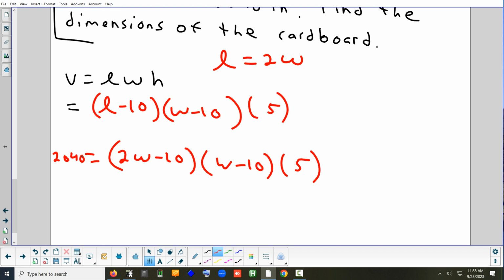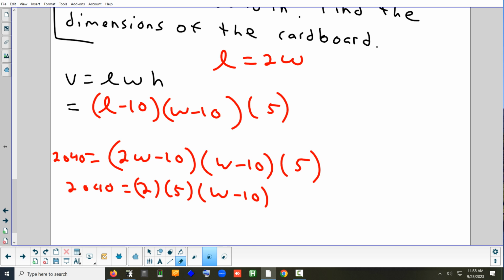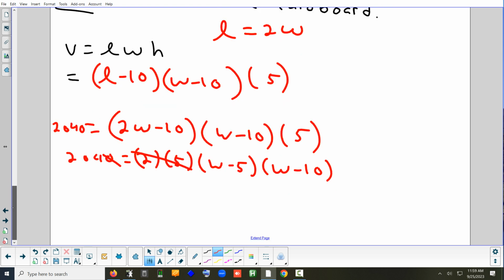Now, if we're a little clever when we solve it, what could you factor out of this 2W minus 10? A 2. So you could have a 2 times 5 times W minus... What would you have here if you factor a 2 out? W minus 5. W minus 5 and W minus 10. So I just copy down the W minus 10, copy down the 5, and then I factored the 2 out. But what's 2 times 5? 10, and then divide each side by 10. 204.